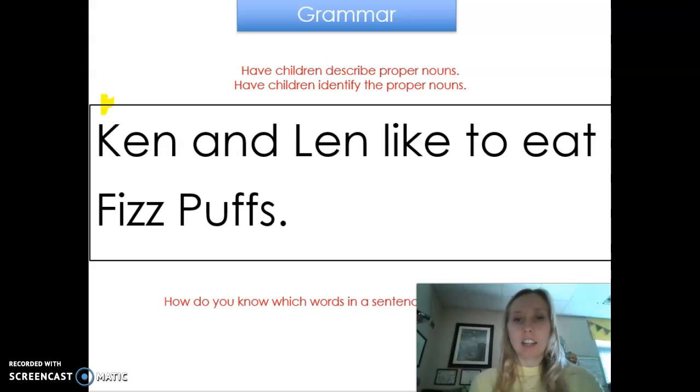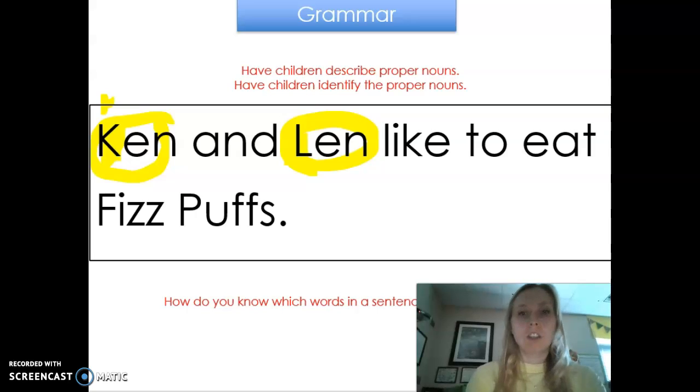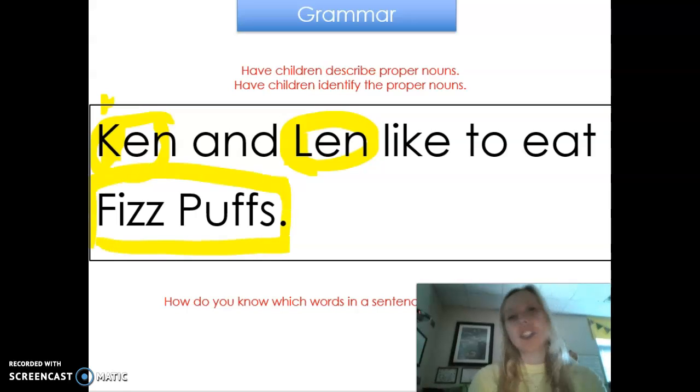Ken and Len like to eat fizz puffs. So a noun is a person, place, or thing. So, who's my person? My people are Ken and Len. They're proper nouns because they have names. And do we have a place? No. Last of all, do we have a thing? We do. What do they like to eat? Fizz puffs or Cheetos. And that is a name because it's a specific kind of thing we like to eat.